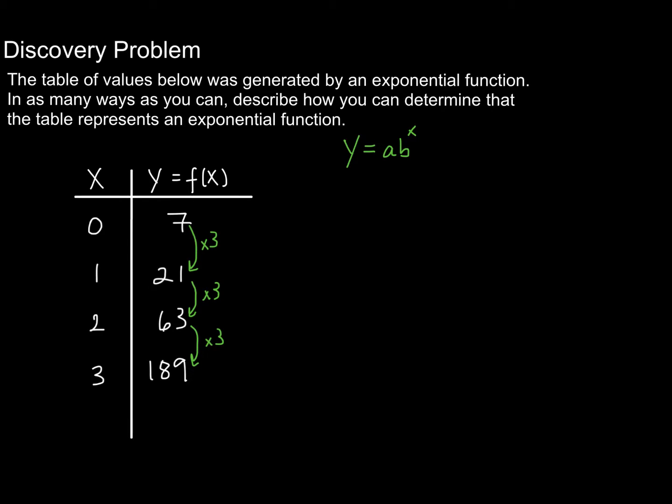I'm actually going to add on another column to the table here, and I'm going to compute the average rate of change. So why don't you go ahead and pause the video and try this yourself. We'll find the average rate of change between 0 and 1, the average rate of change between 1 and 2, and the average rate of change between 2 and 3.